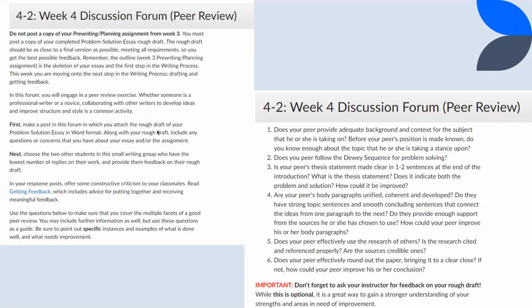So you'll be posting your rough draft, including any questions or concerns. Then you're going to choose 2 other students in your group. Try to find the people with the lowest number of replies, and then you're going to give them feedback on their draft. You're going to read through their paper, and give them constructive criticism. You're going to point out areas where you think their paper could improve, and also give them praise for when their paper is doing things well.